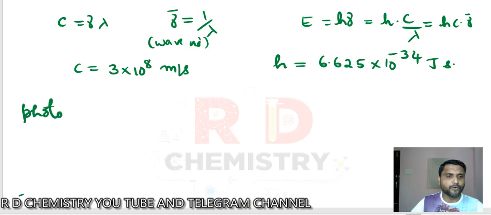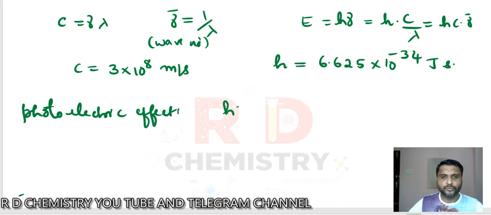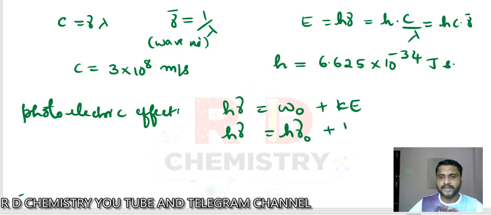Correct. Then you have got the Einstein equation for the photoelectric effect. Can you recall that one now? Photoelectric effect: h nu = work function W naught plus the kinetic energy of the electron. So h nu = h nu naught, where nu naught is the threshold frequency, plus kinetic energy, which can also be written as half mv square, if required to calculate.